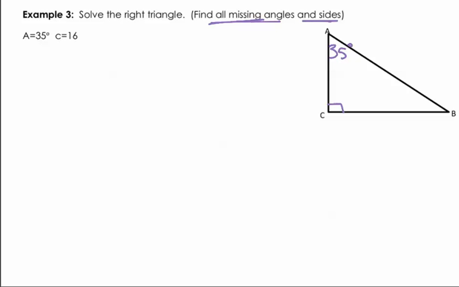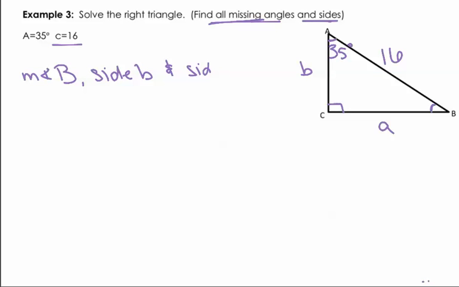So this angle C, this right angle, we have that C equals 16. That means the side across from angle C is side C, which is 16. And then the side across from angle B right here is going to be side B. And the side across from angle A, which is over here, is going to be side A. So what we're actually looking for is we need to find the measure of angle B, we need to find side B, and we need to find side A. And we don't really need to label them with the word side, we just need the lowercase letters to indicate that.